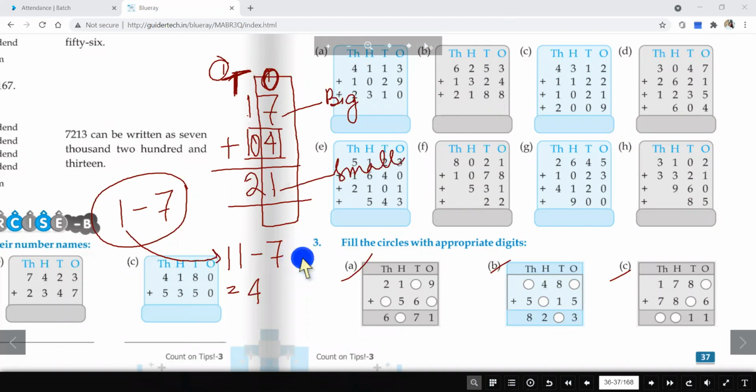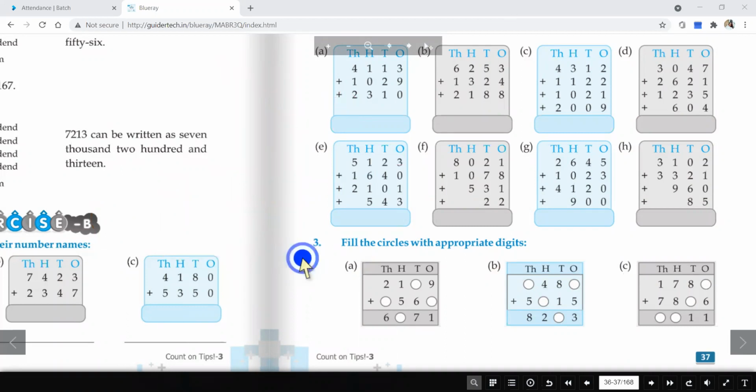Okay. Now coming to the first sum. In the first sum you can see that 9 is a big number and here 1 is there. It is a small number. So 1 we will consider as 11, and from 11 we will subtract 9. How much is it coming? This is coming as 2. So here we will write 2.